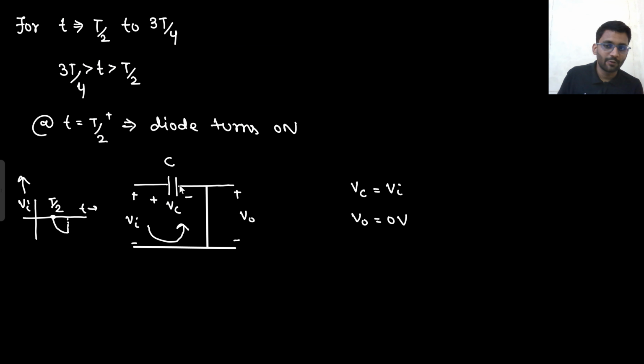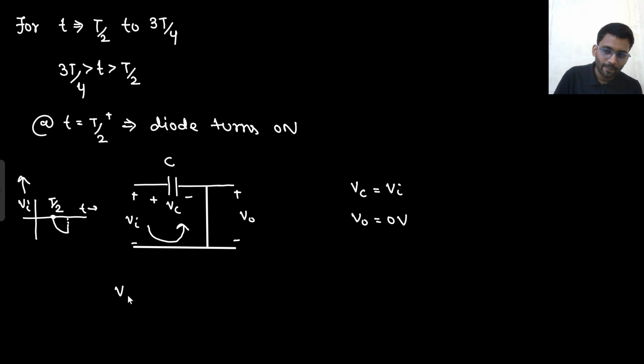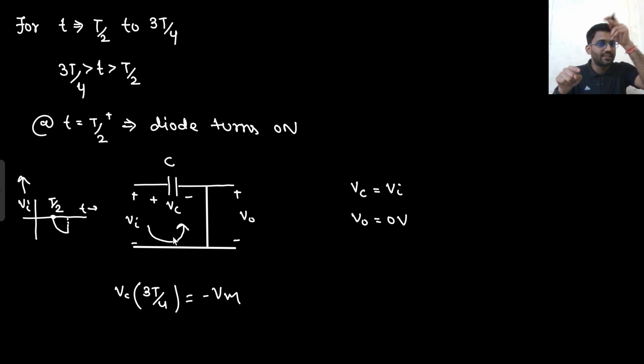Minus Vm, that means what will be the direction? Direction will be this. You can write Vm like this, right? At 3T by 4. So what I can write is that my Vc value at 3T by 4 is minus Vm, because we are taking Vc in this direction and the capacitor is getting charged in the opposite direction. So Vc at 3T by 4 is minus Vm. What is my V0 value at 3T by 4? That is 0 volt.